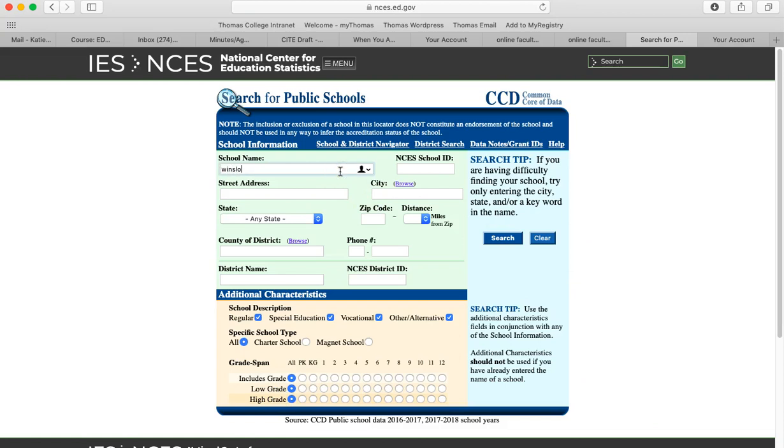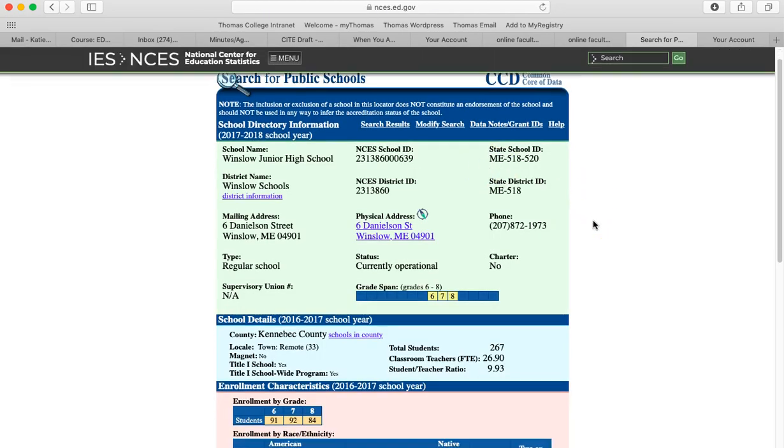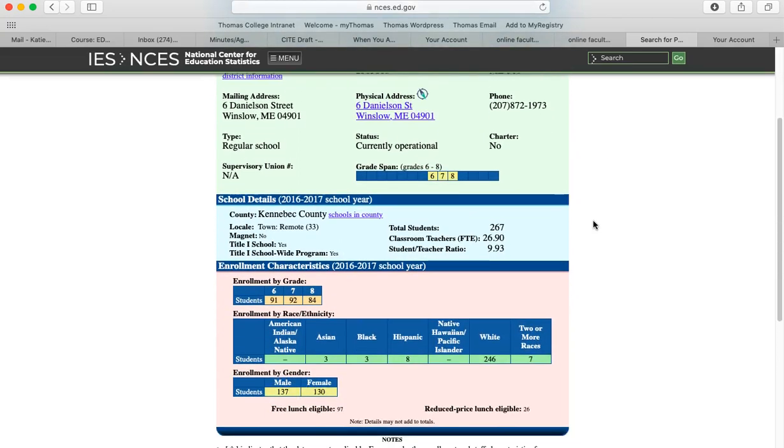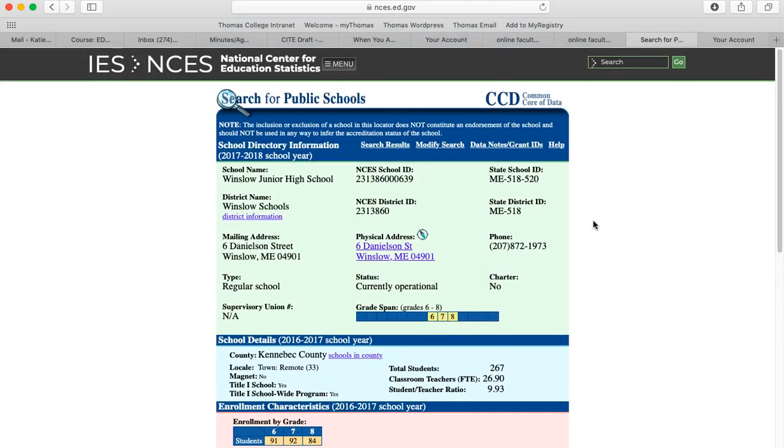So let's say we want to look up Winslow Junior. So we would just type in Winslow Junior, and we would be able to find out, first of all, that there are 3 different Winslow Juniors, one of which is in Maine, which is the one that we want. And then what NCES produces is almost like a baseball card cheat sheet for that school.